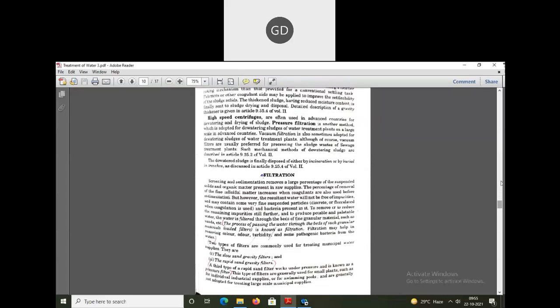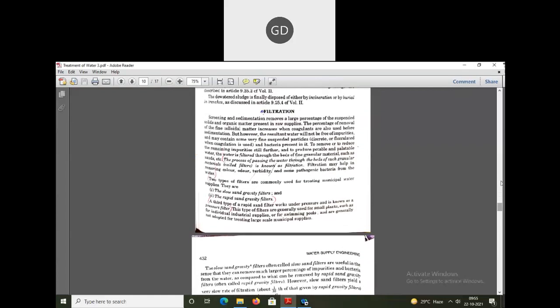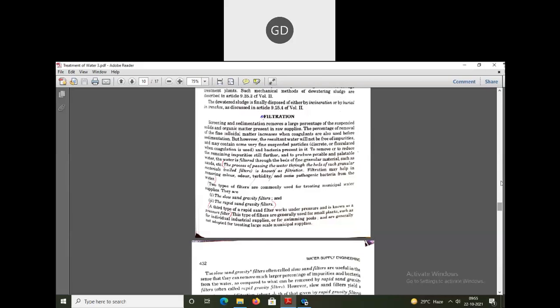So the next step is filtration. After you have added the coagulants to the water, the filtration, screening and sedimentation remove the suspended particles or suspended solids and the organic matter that is present in the raw supplies.